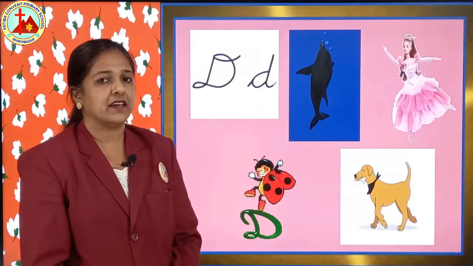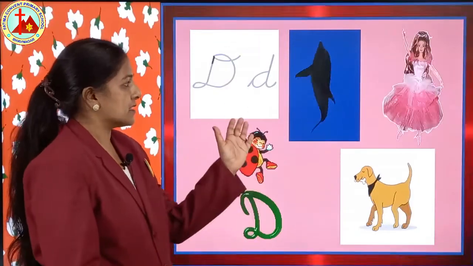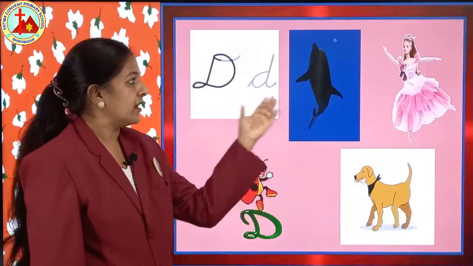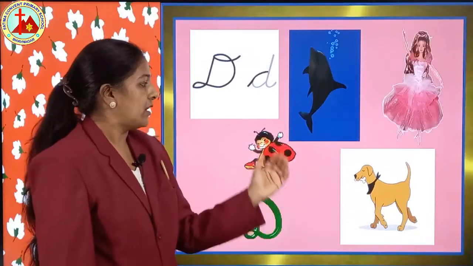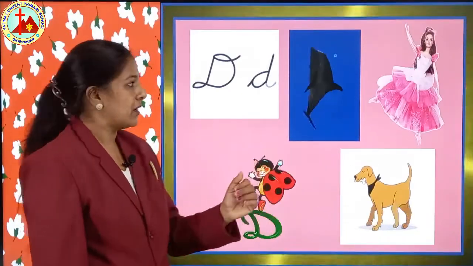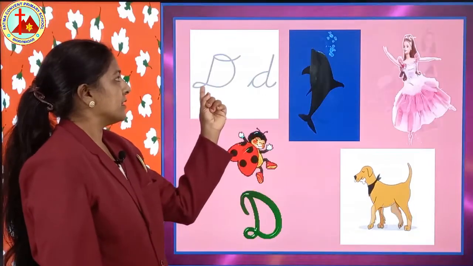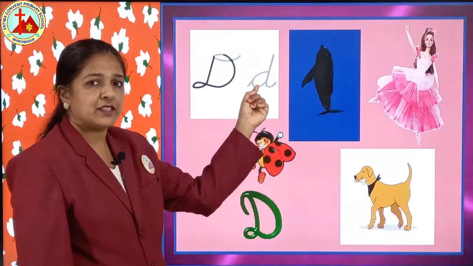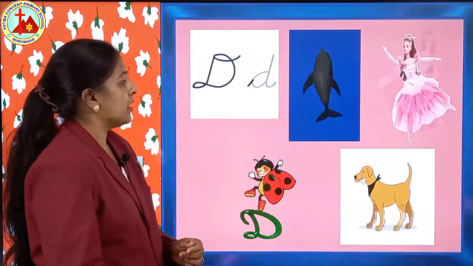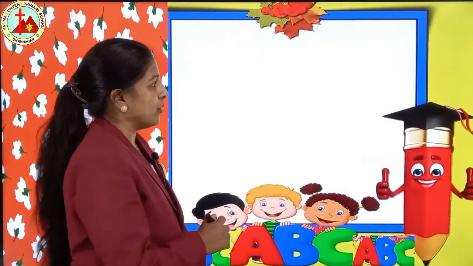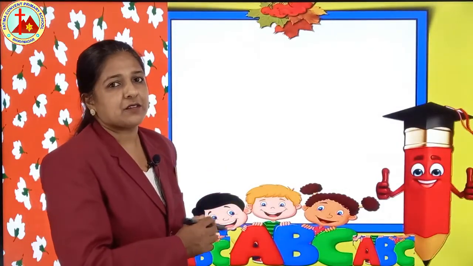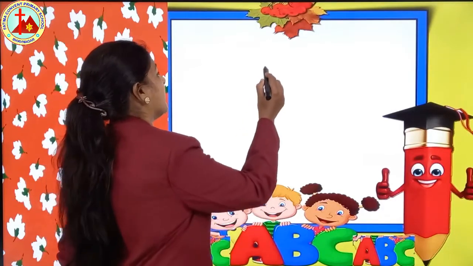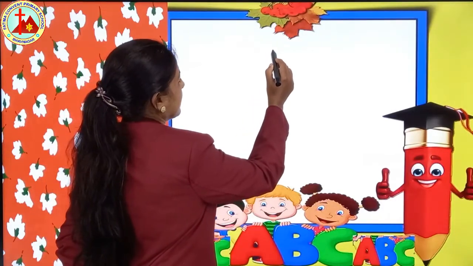Now after C, we will write cursive capital D. D for dolphin, D for doll, and D for dog. Here you can see children, this is cursive capital D and this is cursive small d. So we'll move ahead. We'll practice now to write cursive capital D. Look carefully how Miss is writing, how Miss is moving her hand.